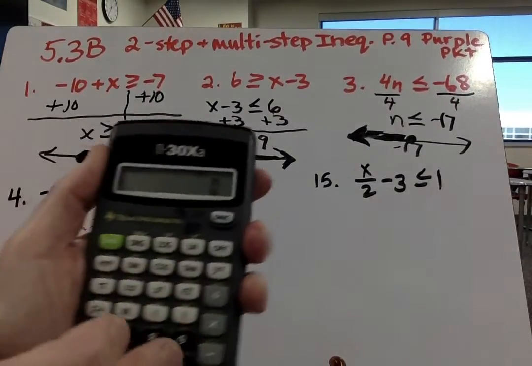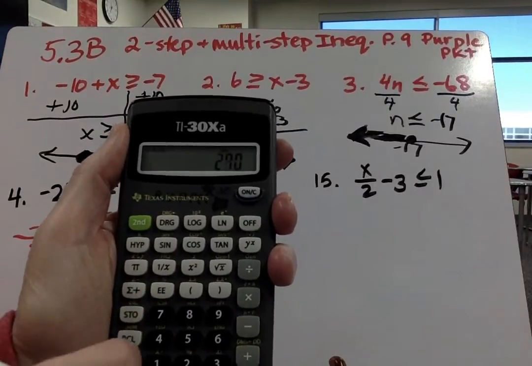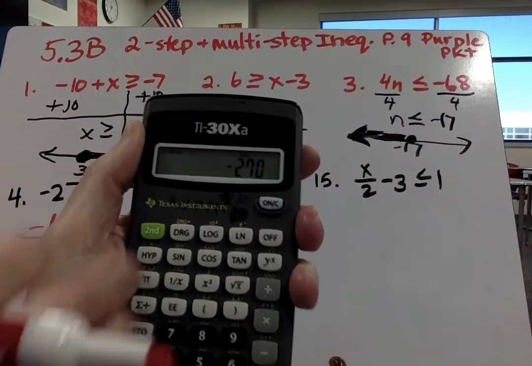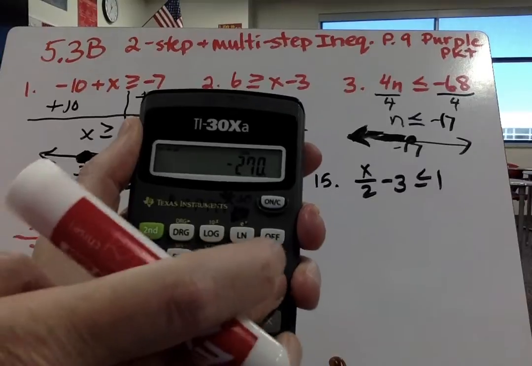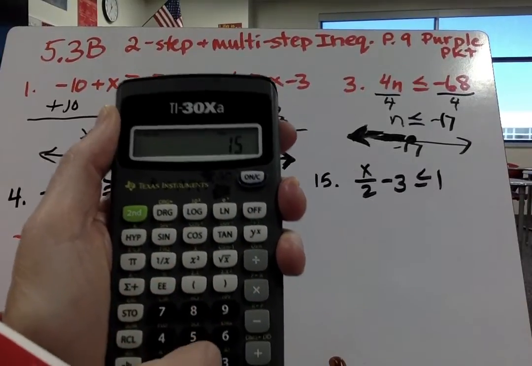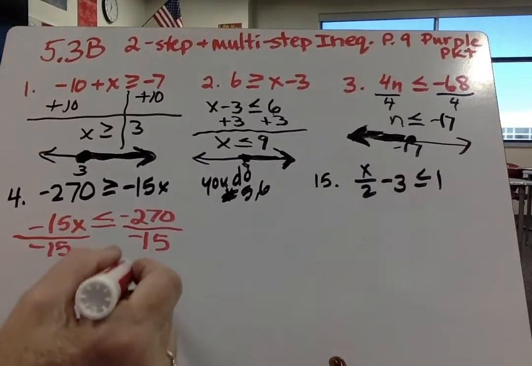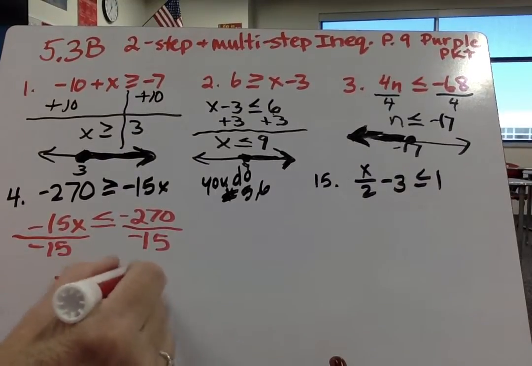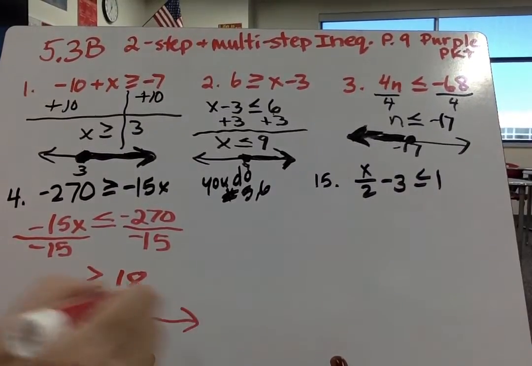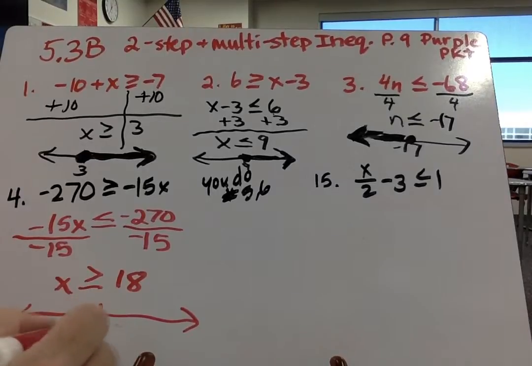Okay, again, our handy-dandy calculator. 270 plus-minus. Make sure it shows negative 270 divided by negative 15 equals 18. So it's greater than or equal to 18, and it's positive. So I do my number line, 18. Open or solid dot? Shaded to the right.